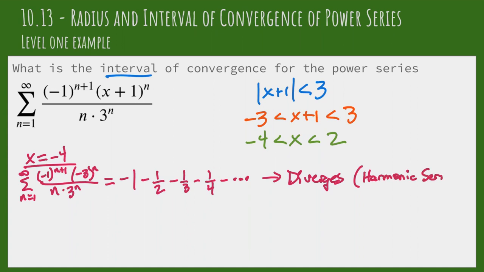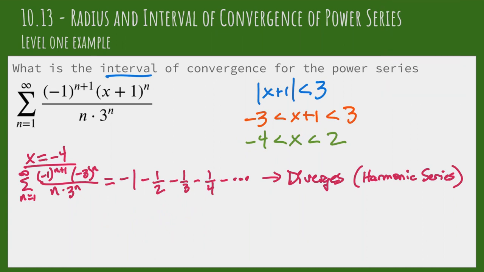It doesn't matter that it's the negative harmonic series because we can just factor a negative 1 out, and it's 1 plus 1/2 plus 1/3. And the harmonic series itself diverges. So if we take the opposite of it, it's still going to diverge. So at x equals negative 4, this power series is going to diverge. So we don't want to include negative 4 in our inequality.